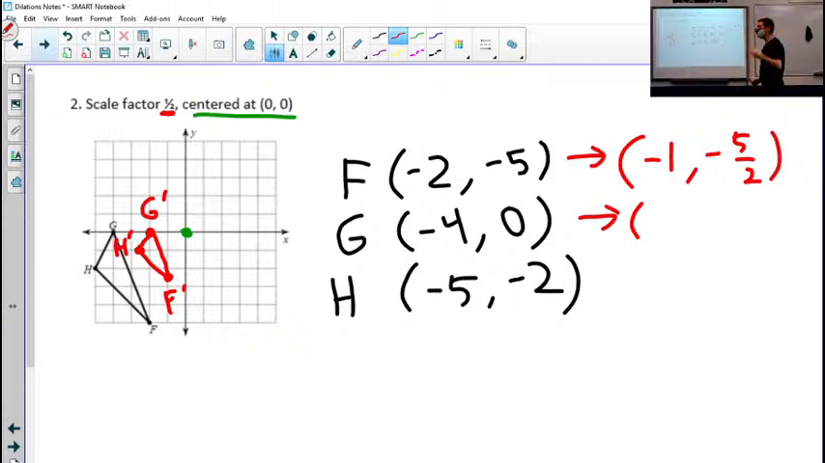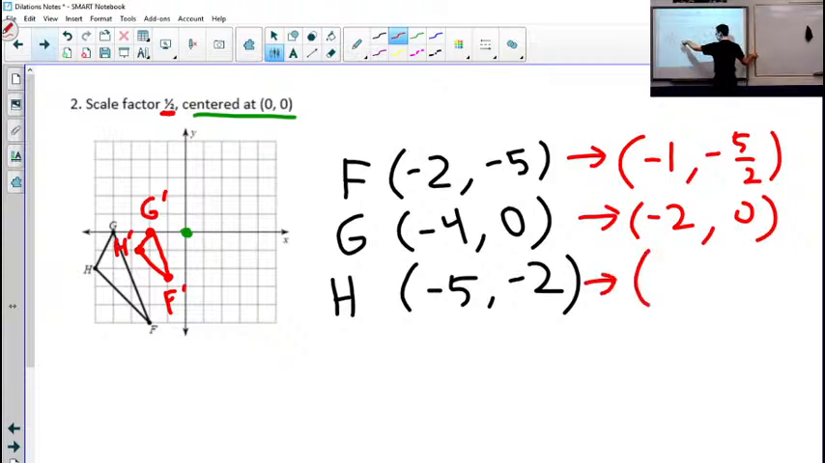-4, 0, cut that in half. We went to -2, 0. And this moved to -5.